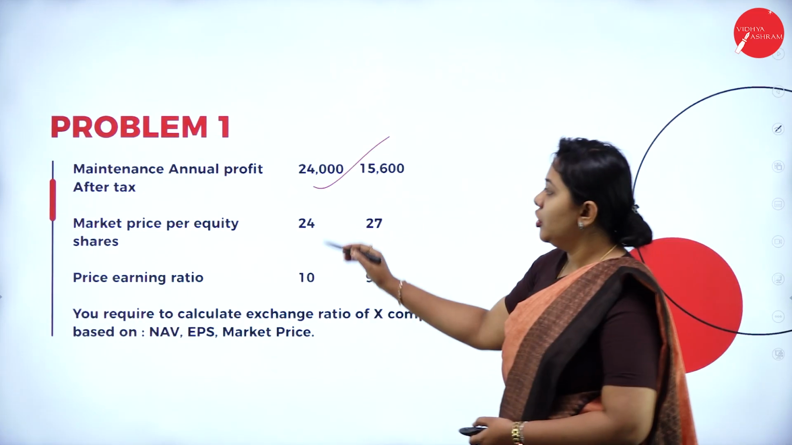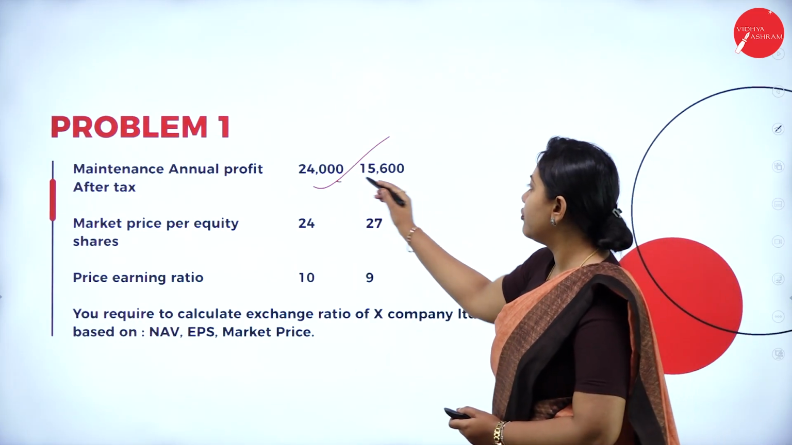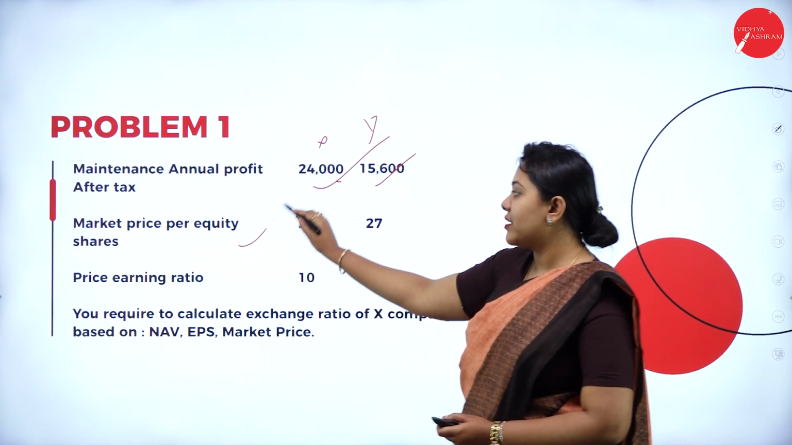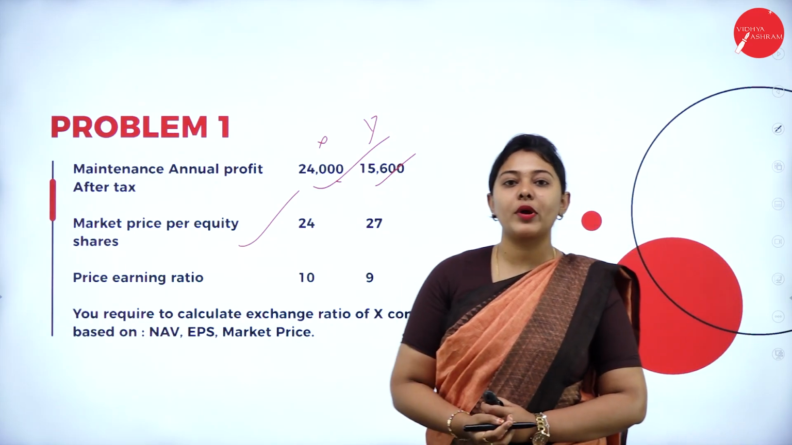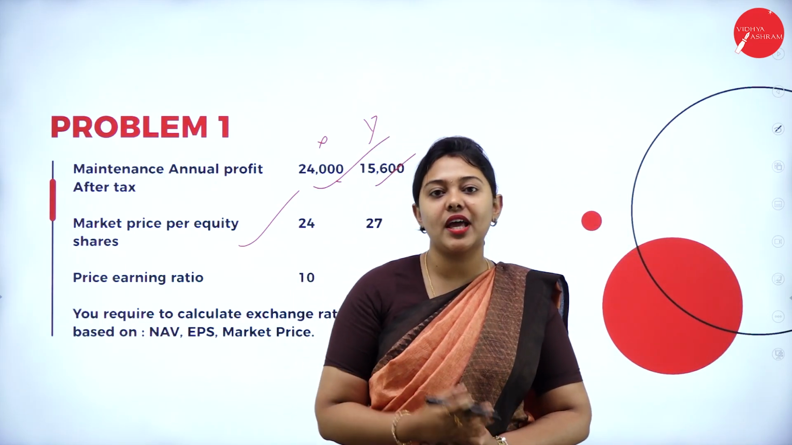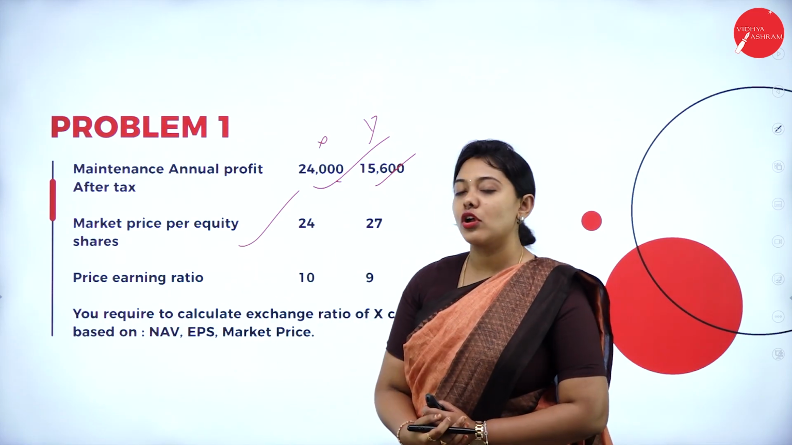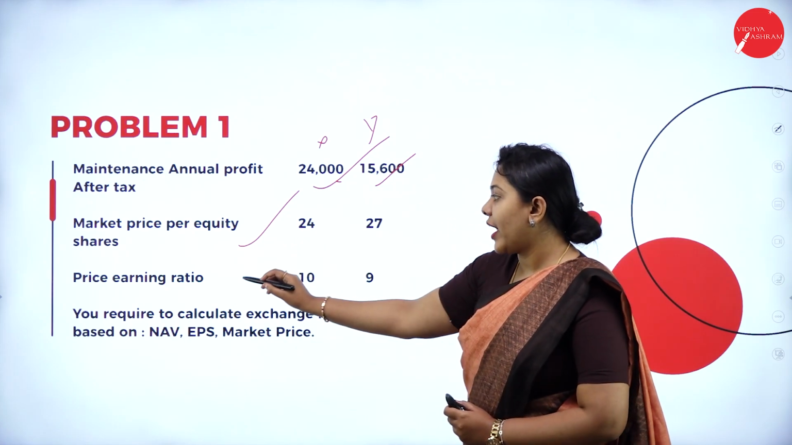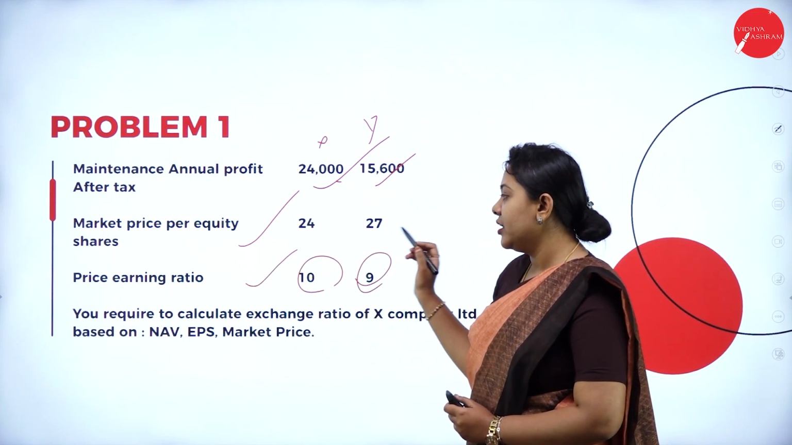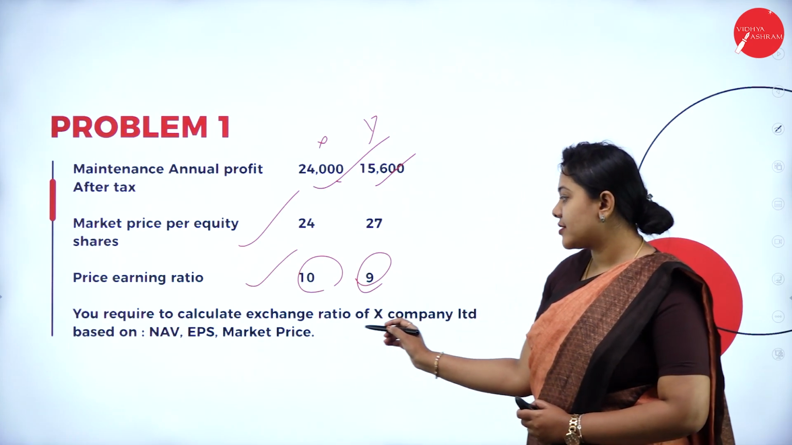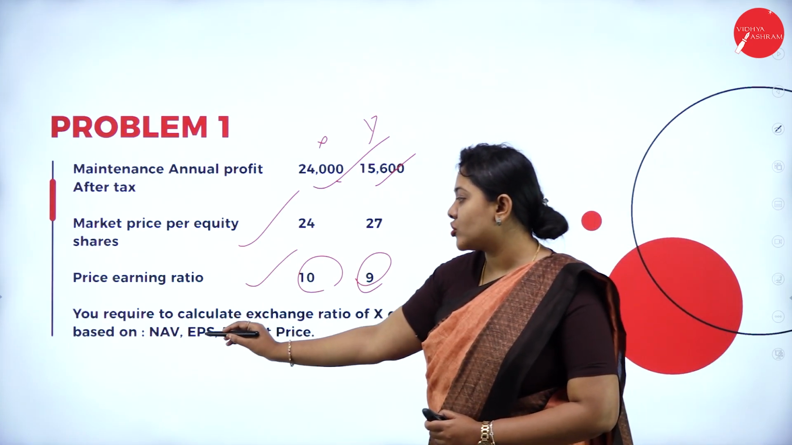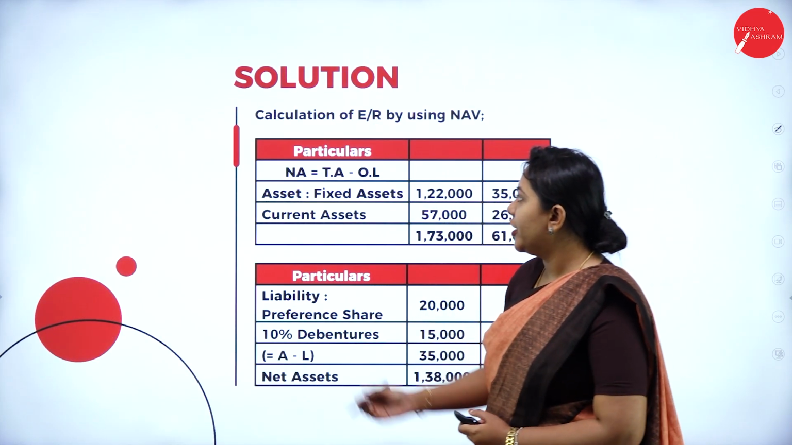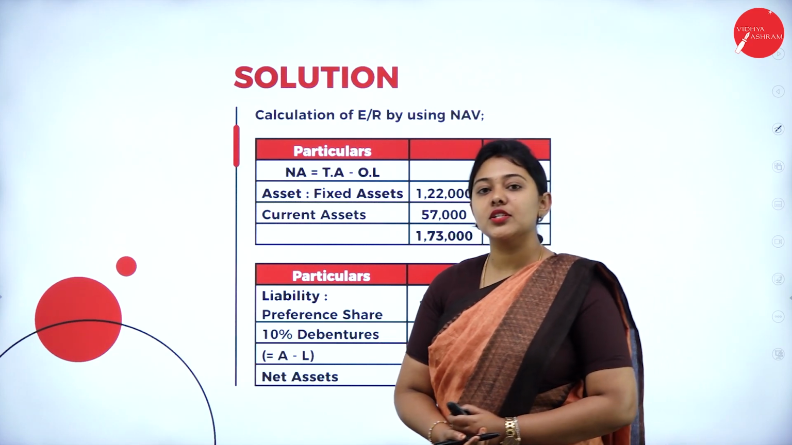Moving forward, your profit after tax is given, 24,000 and 15,600, for X Limited and Y Limited. Market price per equity share is directly given in the question. In our previous class, we discussed the calculation of market price, whereas here they have directly given your market price. Price earning ratio, that is 10 and 9. You are required to calculate the exchange ratio of X Company Limited based on net assets valuation method, EPS method and market price. Moving forward, so as I have told you, my dear students, first what we need to calculate?